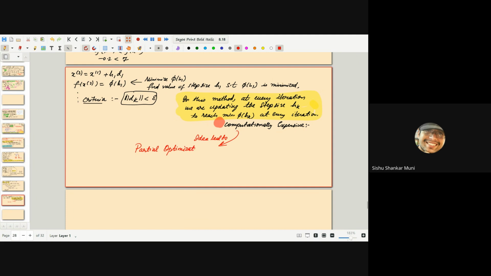This led to the partial optimization concept. Now, what is partial optimization? We'll tell you here. This is where we are calling it backtracking line search criteria. Line search means along a particular direction we are searching where the optimum is. We don't know a priori where the optimum is, therefore we are motivated to use the word search. Backtracking line search, and this is known as the Armijo condition.